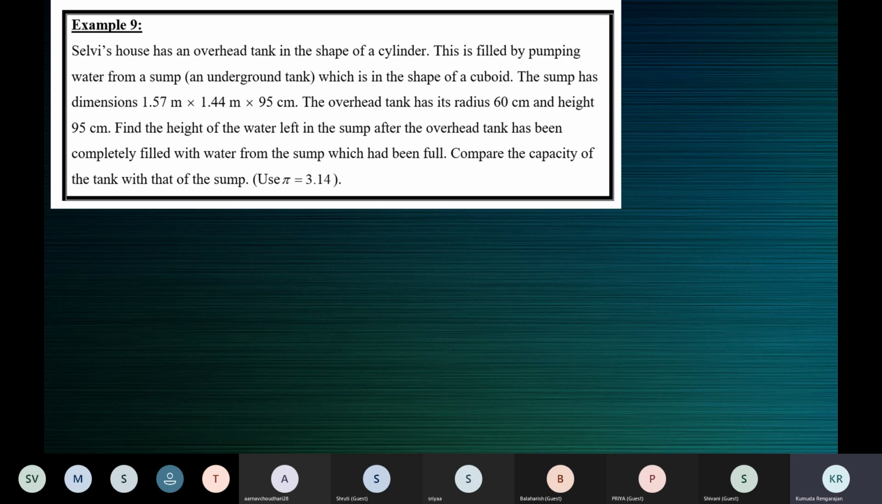So to find the height of the water left in the sump, you should first find the volume of the water that is left in the sump. We'll find the height of the water. To find the height of the water left in the sump, you must find the volume of the water that is left in the sump. Remember that.